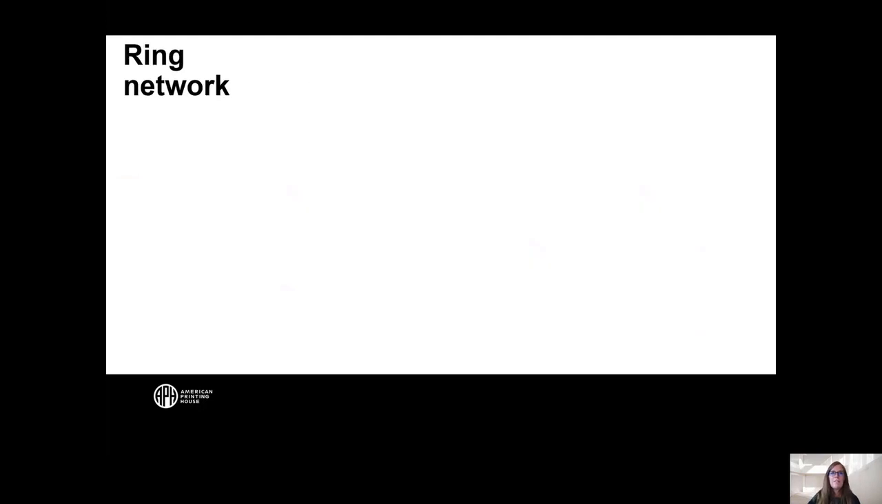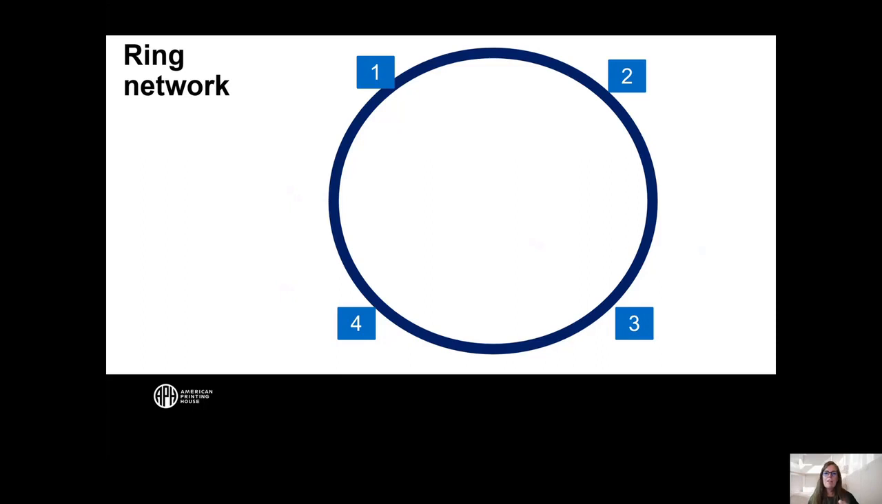All right. So then we have our ring network. So on the screen and in real life, we'll have students standing around a circle. So I have 4 students holding onto the string in a circle.